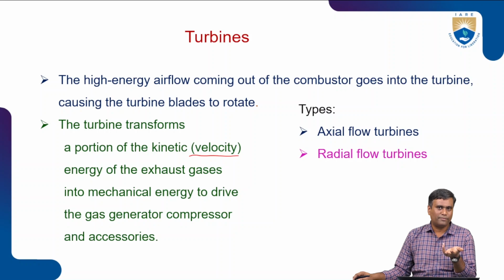And the remaining part of the energy will be extracted by the low pressure turbines. Here also the same principle applies, converting kinetic energy into mechanical energy to drive the low pressure compressor, which are connected through a shaft, right? So this is the purpose of the turbines, and here also two stages of turbines will be there, high pressure and low pressure.